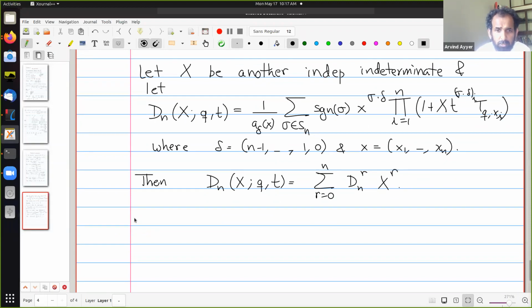So first, note that D_n^0 is the identity operator. It's just one, because there is multiplication by one. It's extracting no powers, and this signed sum is precisely a delta.